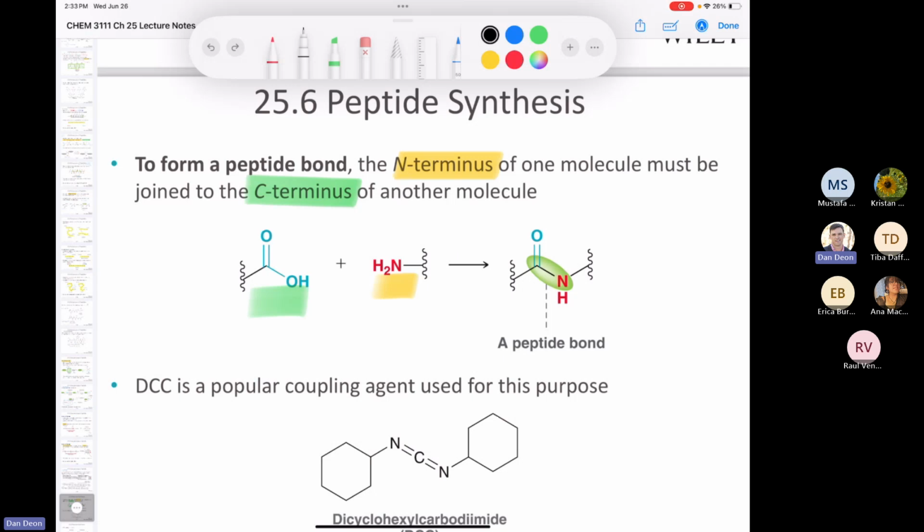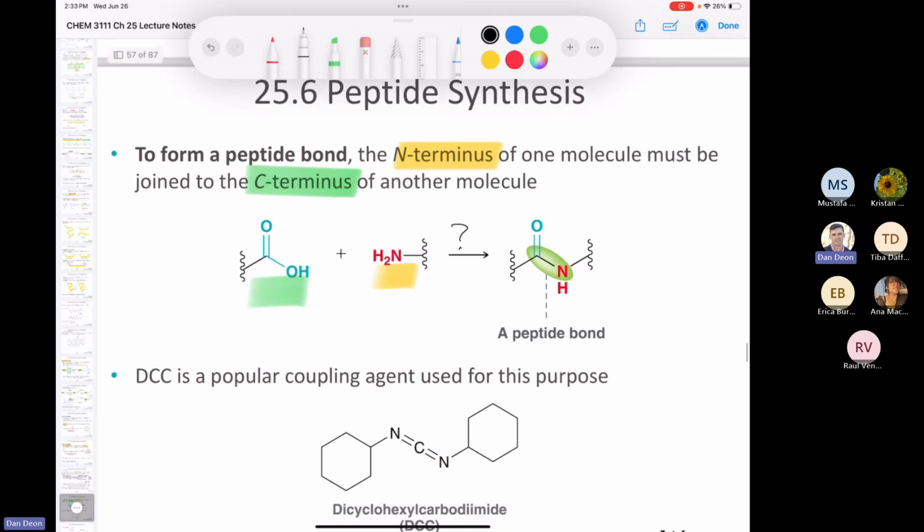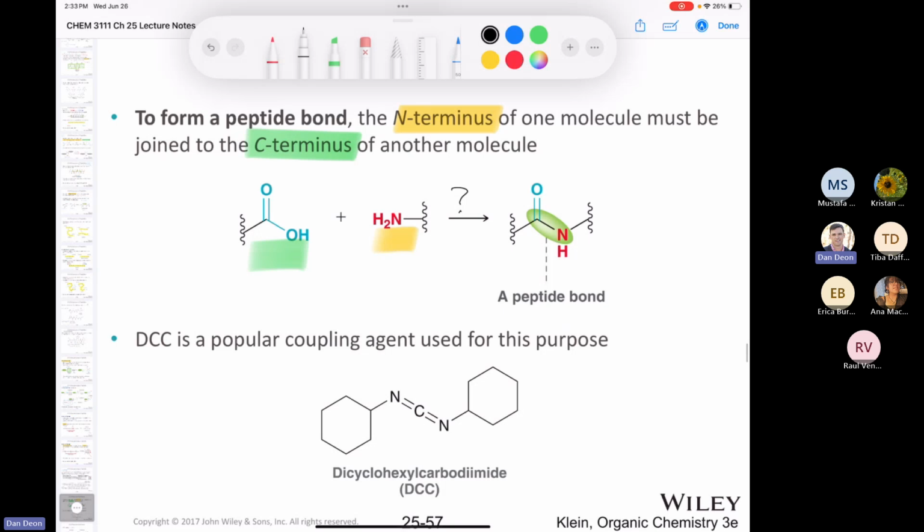Now, how do you put these two together? Well, it says here one popular coupling agent is used for this purpose. It's called DCC. Try this on for size: dicyclohexylcarbodiimide. Oh boy, that's a long one to remember. But DCC is a really great coupling agent. It's just a white solid. It has to be stored in the freezer, but that's no big deal. And there's a new functional group for you, a carbodiimide.